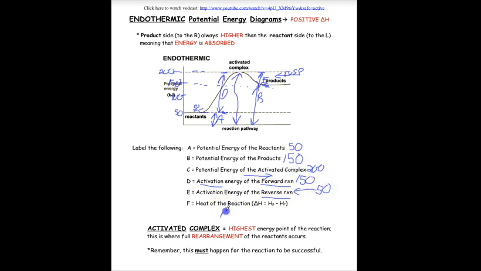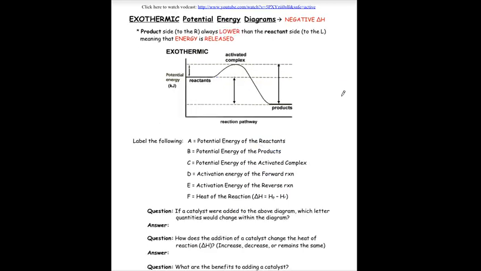Now we want to look at delta H. Delta H is the heat of the products minus the heat of the reactants. Heat of the products is 150 minus the heat of the reactants, which is 50. So delta H is 100 kilojoules. And that would be represented by this section here. That would be F, delta H. And it would be positive because it's an endothermic reaction. And that is the endothermic reaction. Let's take a look at the exothermic one.